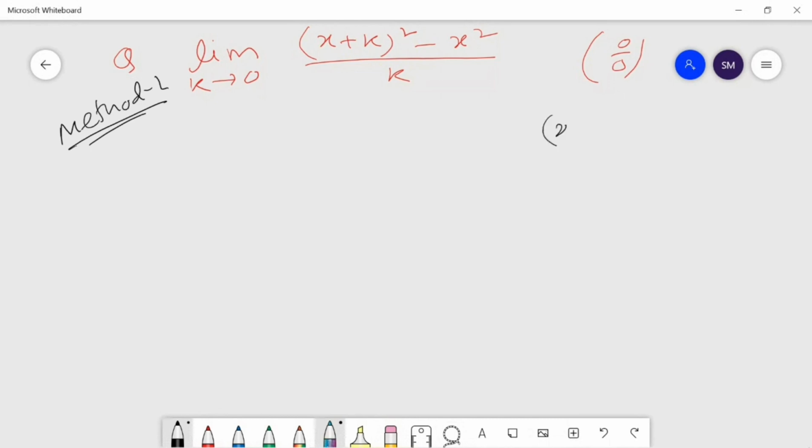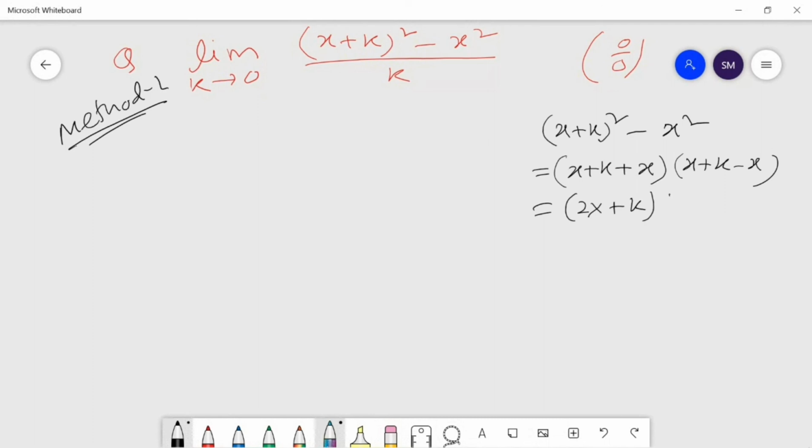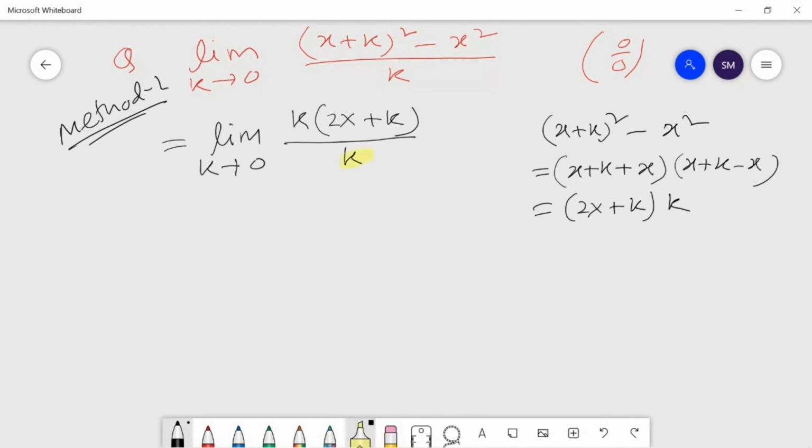Method 2. In this case, we'll use x plus k whole square minus x square. So this is a square minus b square, so a plus b, a minus b: x plus k plus x and x plus k minus x. So this is equal to 2x plus k multiplied by k. Limit k tends to 0, k times 2x plus k over k. The k and k cancel. This gives you limit k tends to 0, 2x plus k.